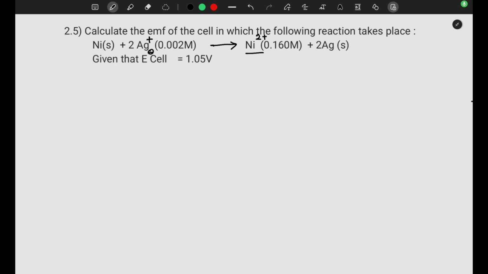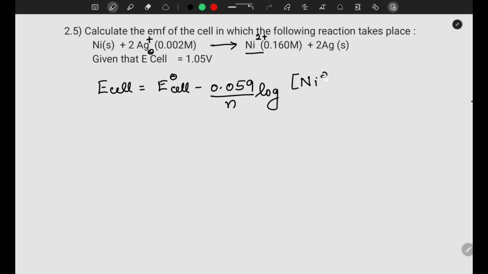Calculate the EMF of the cell in which the following reaction takes place. Ni + 2Ag+ gives Ni2+ + 2Ag. So according to Nernst equation, we can write E cell is equal to E naught cell minus 0.059 by n log concentration of Ni2+ by concentration of Ag+ the whole square.